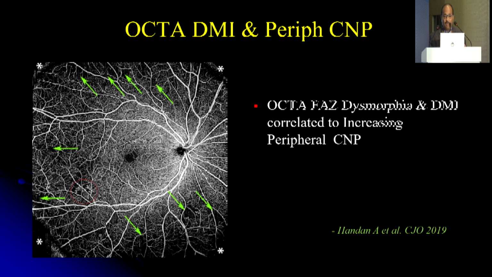Now comparing DMI with peripheral capillary non-perfusion. This is a question which often comes up in conferences. So here Handel et al. showed that OCTA FAZ dysmorphia and diabetic macular ischemia correlated very well with increasing peripheral capillary non-perfusion.